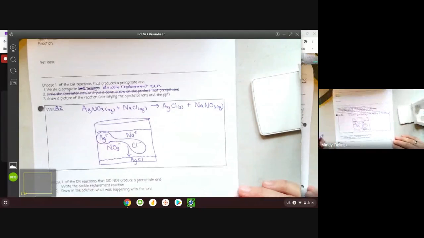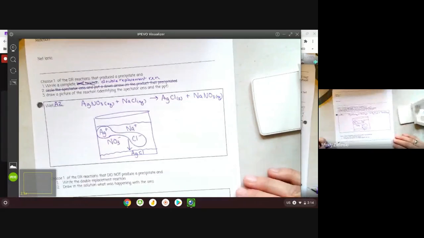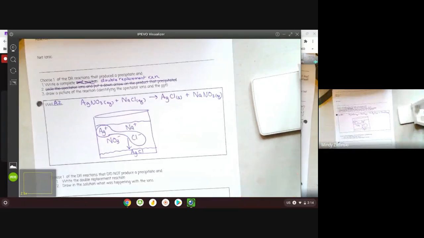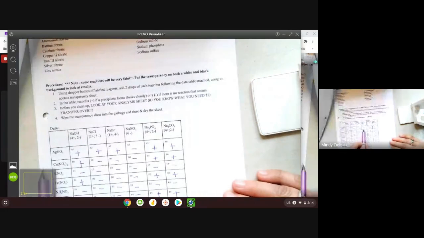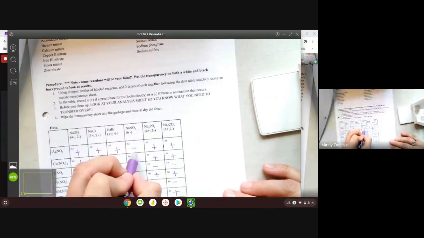All right, then you're going to pick one where we show a double replacement, but where it really doesn't happen. So what does that mean? Because you haven't written any of these, you're actually going to go back into here and pick any of your no reactions, any of your negatives. I'm going to pick this one, which means you guys cannot.